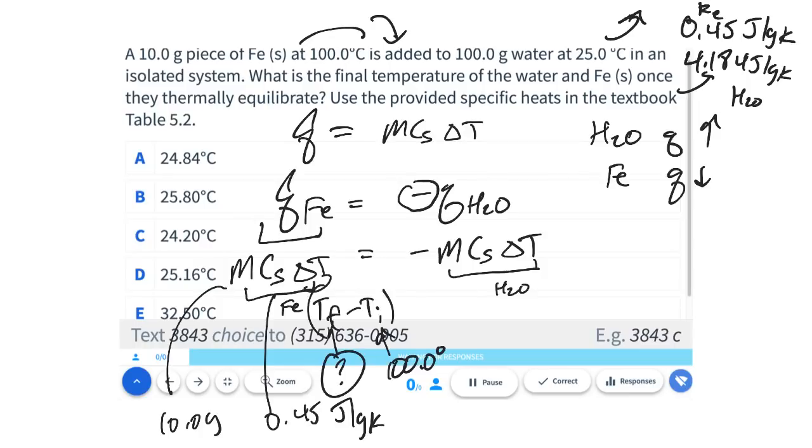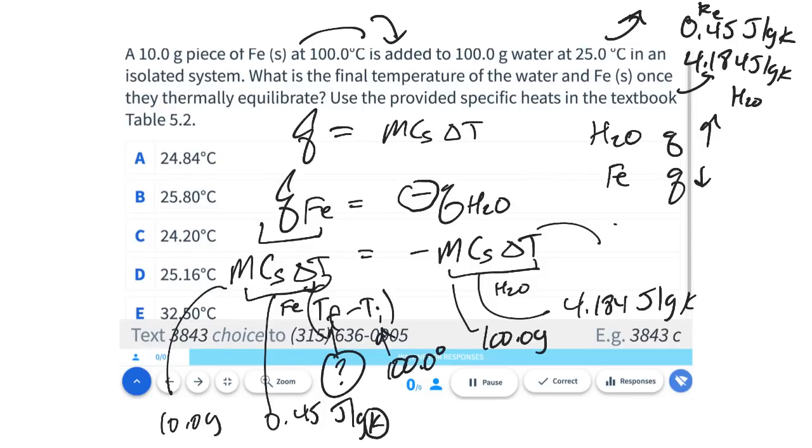And then, of course, the change in temperature in degrees C, same as Kelvin. I don't need to worry about any conversions here because the difference in temperature in Kelvin is the same as Celsius. Hopefully you remember that from last time. Really key detail. But so then for water, it's now 100 grams of water given in the problem. The specific heat's 4.184 joules per gram Kelvin. Temperature change here, the initial temperature is 25.0 degrees C.